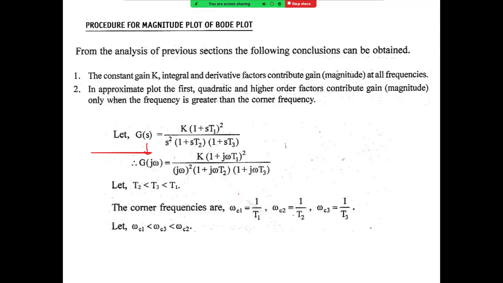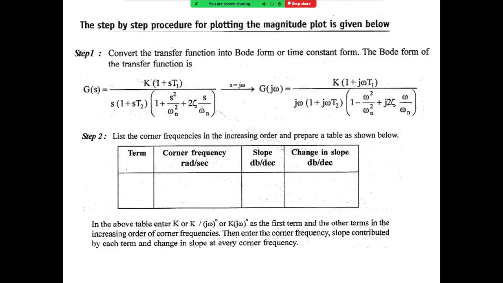Then we need to calculate all the corner frequencies. Please remember, for finding the corner frequencies, the term should be in the standard form, that is 1 plus S T notation. Then we get the corner frequency just by calculating 1 by T. That's it, you will get the corner frequency. For every term we need to calculate the corner frequency, and based on the corner frequencies, we can allot the terms.